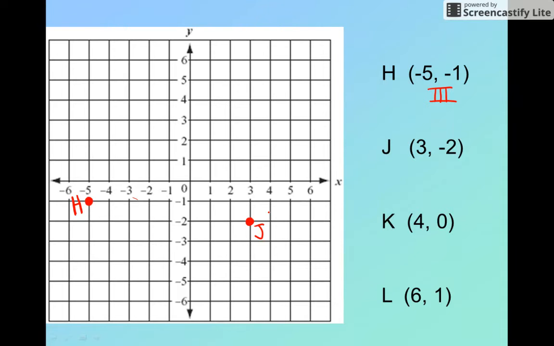Next, I have the point K. It is 4, 0. When I see that 0, I know, okay, it's going to be on one of my axes. It's either going to be on the x-axis or it's going to be on the y-axis. So 4, 0, I start at the origin. I go over 4. That's my first number, but I'm not going to go up or down any. So I'm going to put my point and label it K.